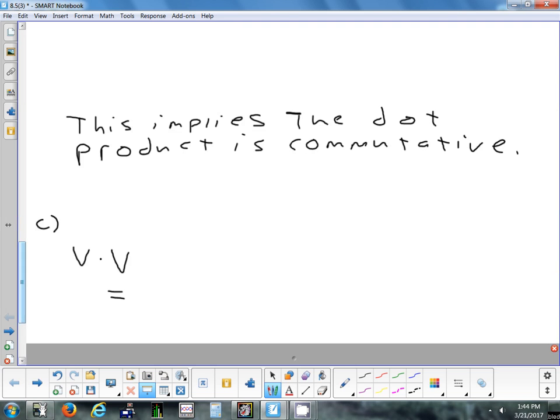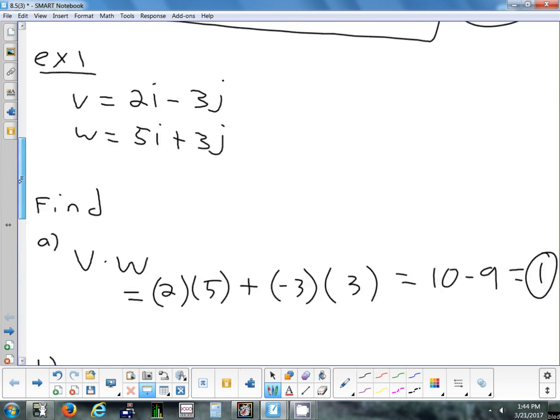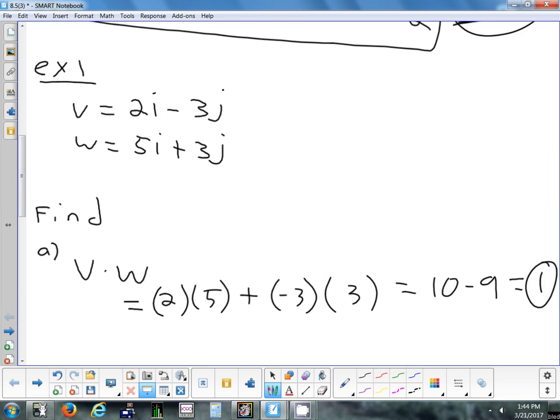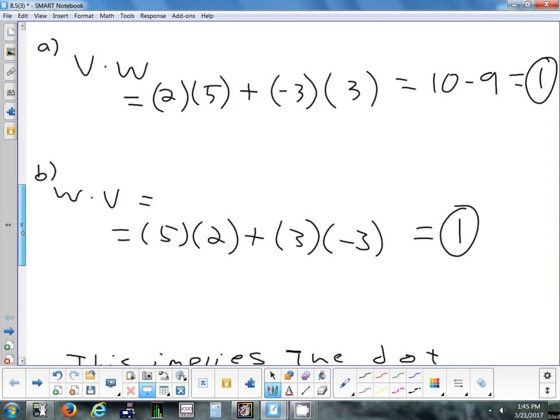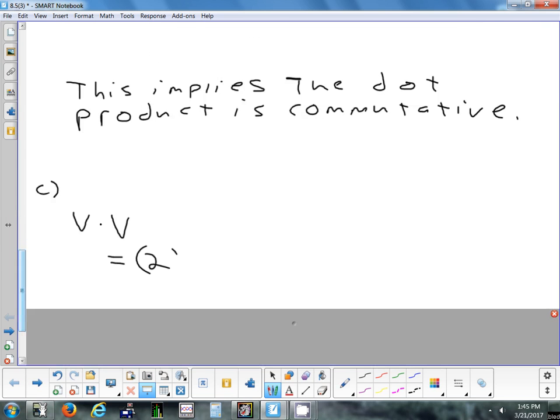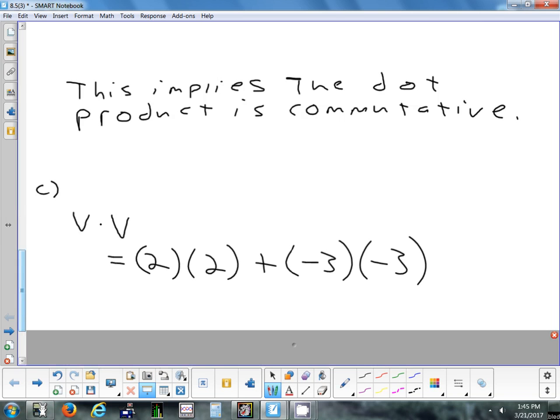All right, let's find v dot v. What would be the calculation I would do for v dot v? What times what plus what times what? 2 times 2 plus negative 3 times negative 3, right? Yeah, 2 times 2, so it'd be 2 squared, plus negative 3 times negative 3. Or if you just want to shorten that, it's really just 2 squared plus negative 3 squared.